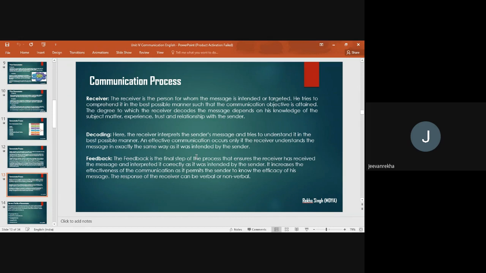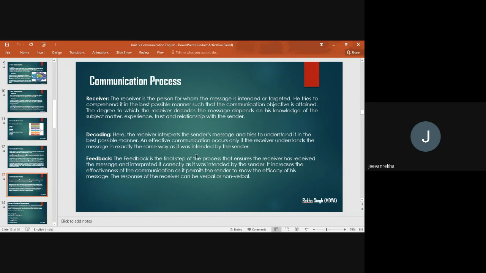Effective communication occurs only if the receiver understands the message. If you are understanding my words, my sentence, in exactly the same way I'm saying it, as it was intended by the sender, whatever I'm sending to you, you are understanding in the same way, that will be powerful communication. So yes, last is feedback.